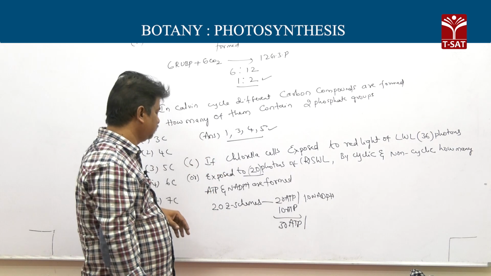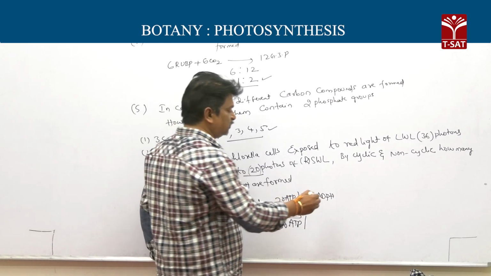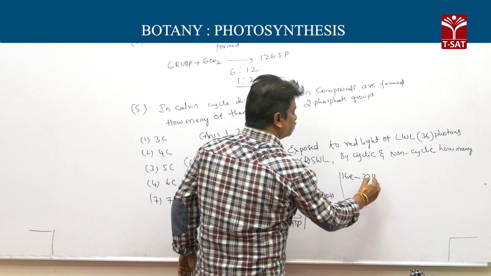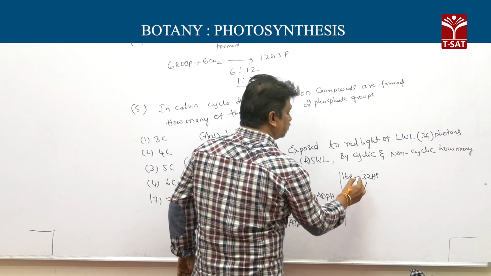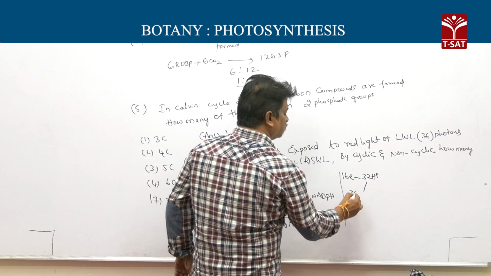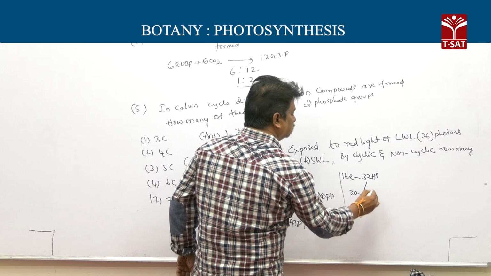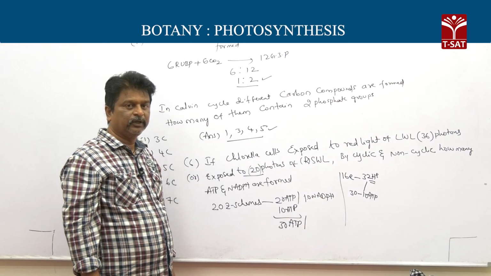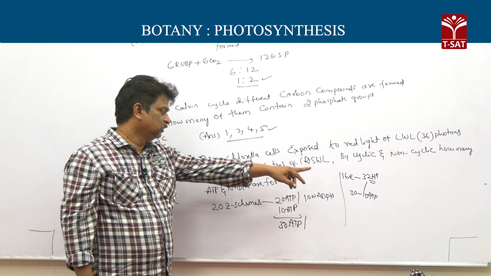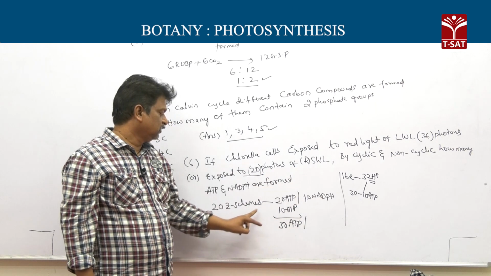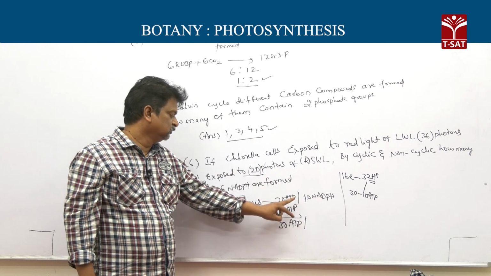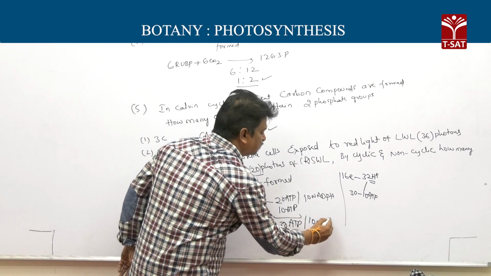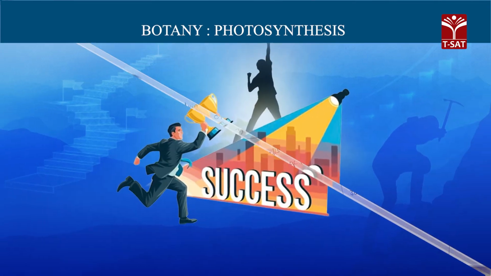16 photons of light means 16 electrons. 16 electrons means 32 protons. 32 protons means 30 protons. These 30 protons give 10 ATP. Extra how many? 2 protons. These 2 protons cannot give ATP. So that cyclic gives 10 ATP, non-cyclic gives 20 ATP. So total 30 ATP and how many NADPH? 10 NADPH.